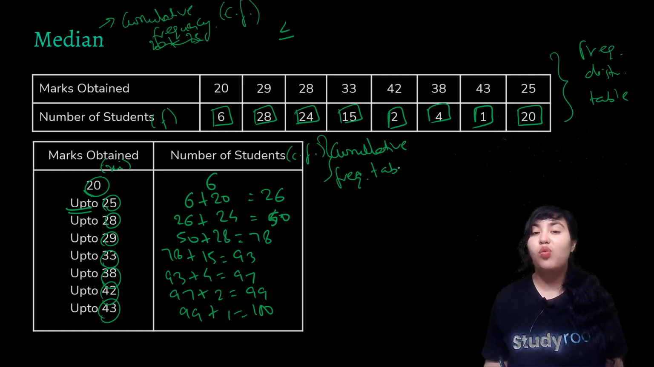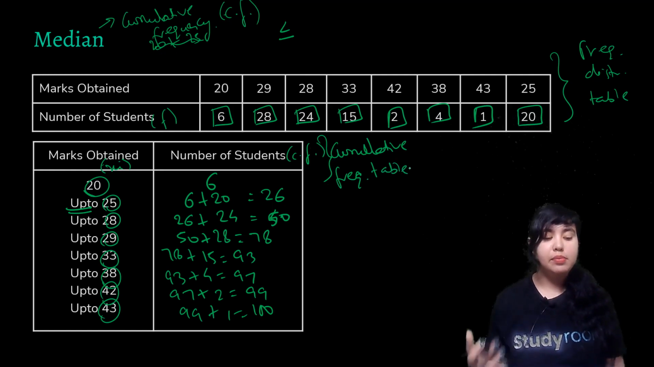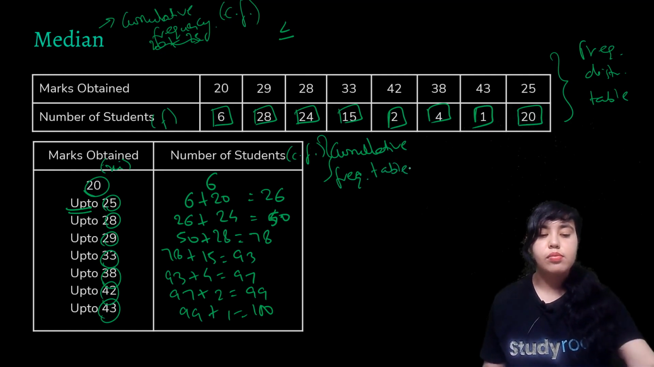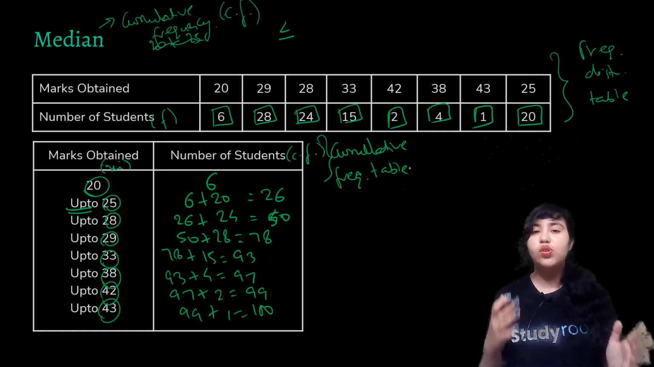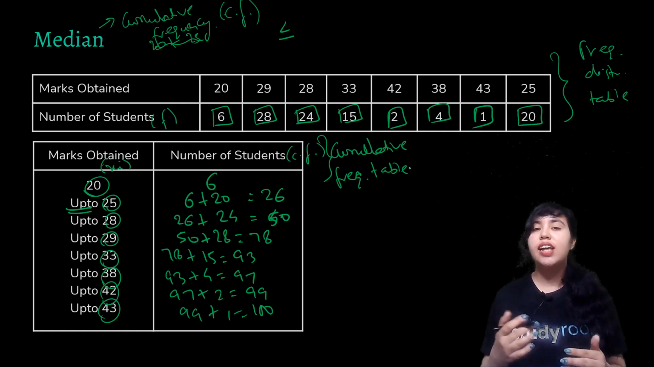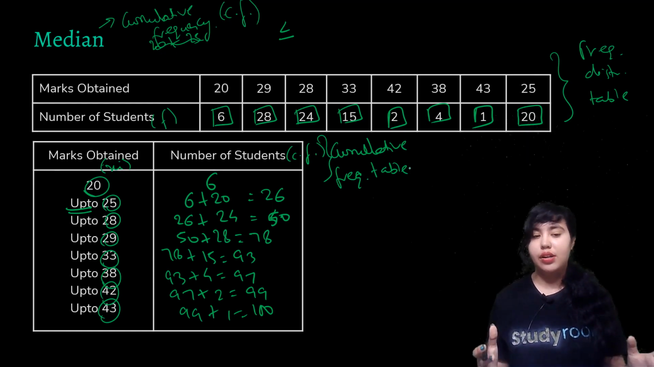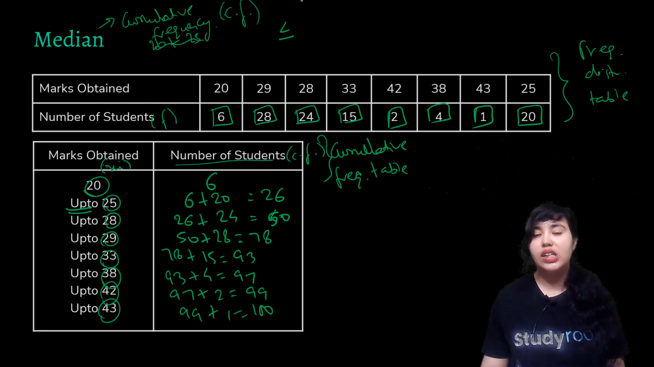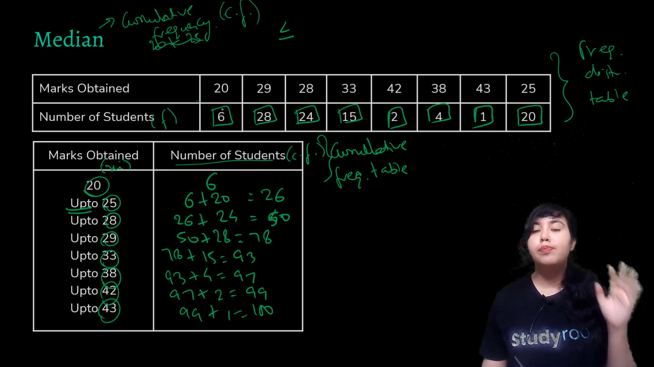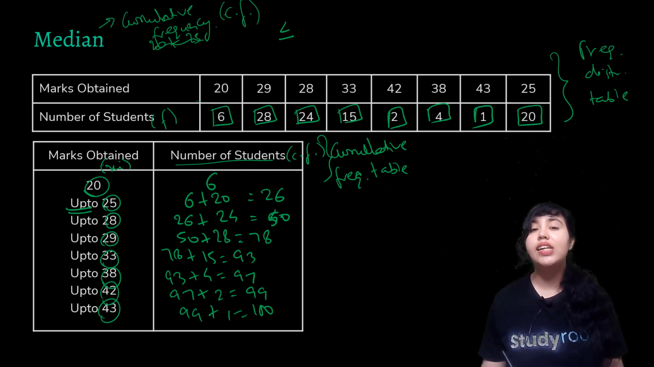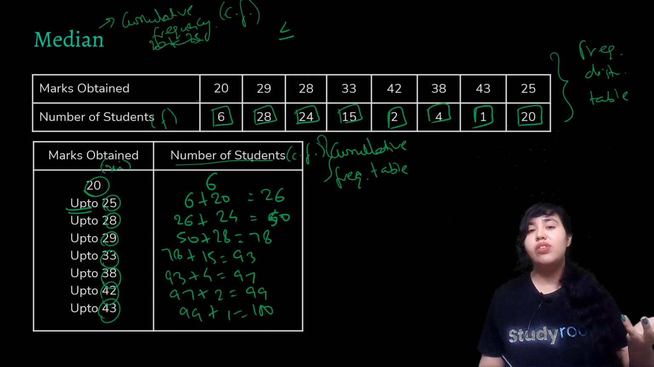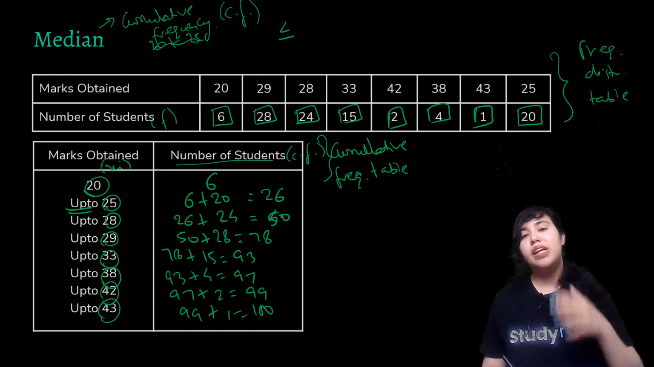Now you must be wondering, what does this term cumulative frequency mean? It is used to determine the number of observations that lie above or below a particular value in the given data. So how is it different from your frequency? Both are telling you the numbers of students only. So frequency just deals with the present frequency, but cumulative frequency takes into account the previous frequencies and then adds them to the present frequency.